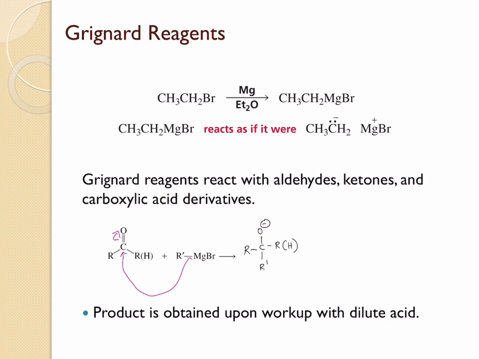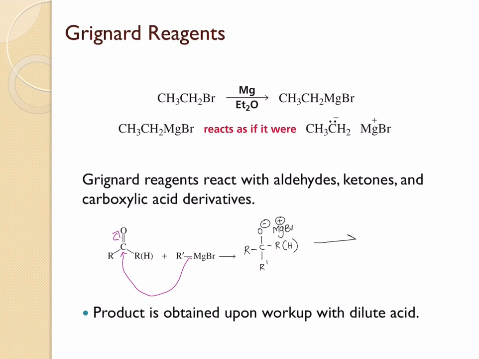But this tetrahedral intermediate that will be formed is relatively more stable than the one that is formed in the case of carboxylic acid derivatives, because we do not have any leaving group here. All of these groups right here are strongly basic and don't want to leave from the tetrahedral intermediate. But this O minus is going to get coordinated with the MgBr, since this is positively charged.